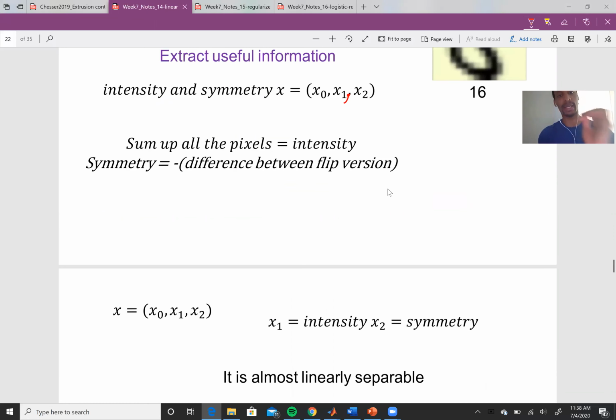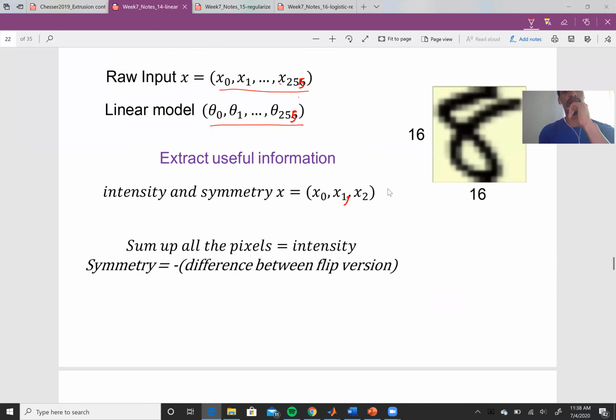So some way to do that, it seems like, is to just extract some of the useful information. So instead of trying to fit through all of the pixels, I'm trying to extract some of the features that are actually most useful. Some of the things that we'll think about for these images are intensity and symmetry. Intensity is defined as summing up all the pixels together and getting that one data point that describes the intensity of the image.